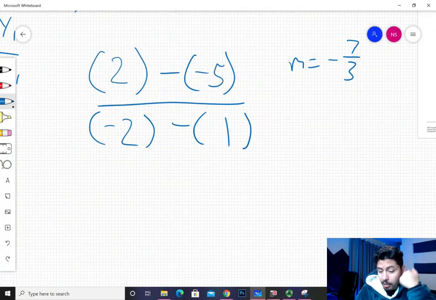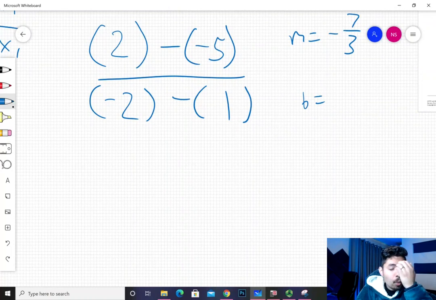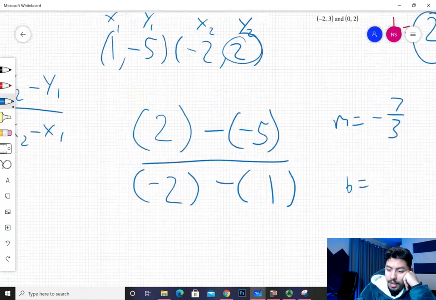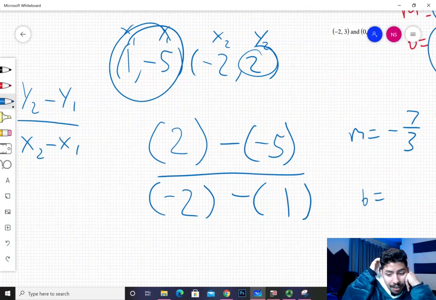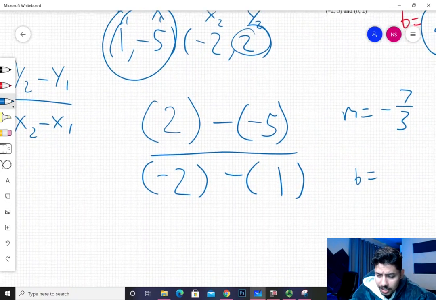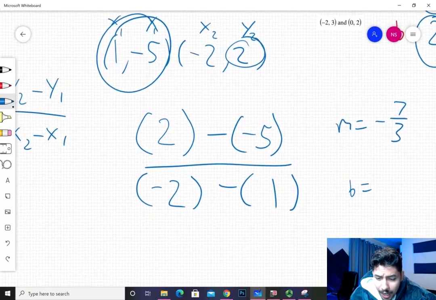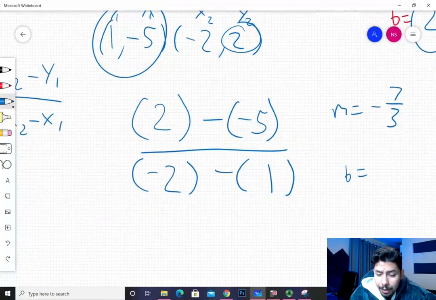Like I said, it's going to come out as a fraction at times. Now let's go find the b. What do we do to find the b? We temporarily take advantage of our y equals mx plus b formula, and we dump in our slope and one of our sets. In this case, I'm going to use the first one, 1 and -5, just because it has that 1. 1 and 0 are usually easy numbers to mess with. So wherever I see an x, I'm going to put a 1. Wherever I see a y, I'm going to put a -5.